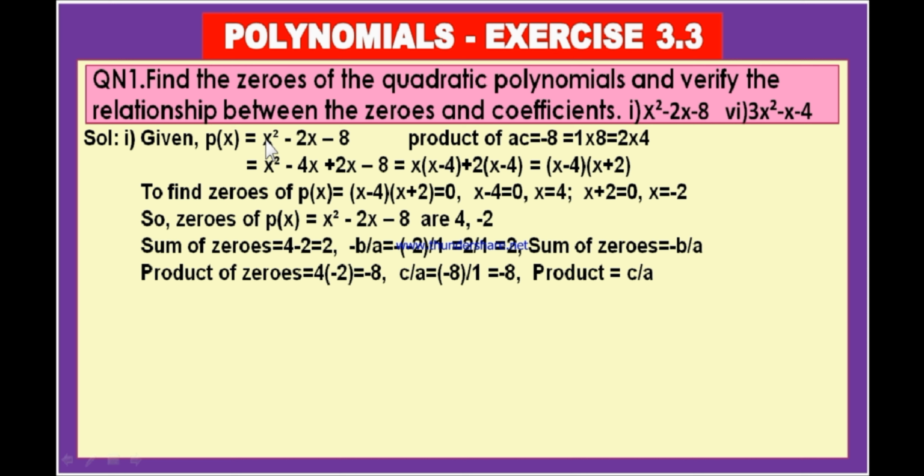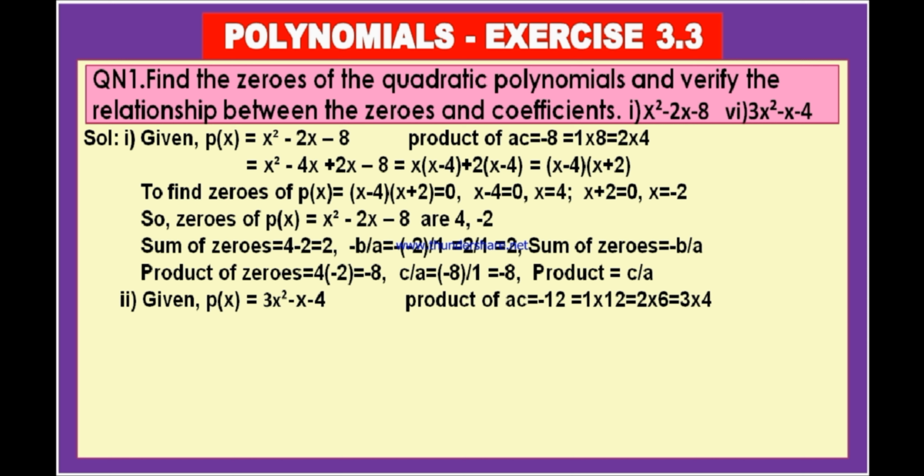ABC are the coefficients of this quadratic polynomial because this is in the form of ax square plus bx plus c. A means coefficient of x square, b means coefficient of x and c means constant term. Is it clear now? Okay, good. Now let us solve 6th bit now. It is given that the polynomial 3x square minus x minus 4.